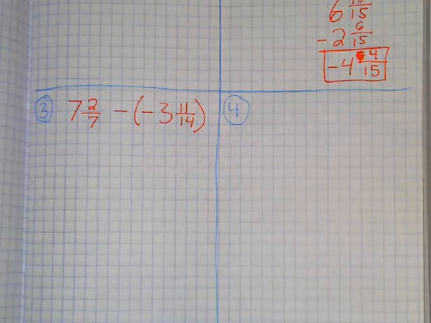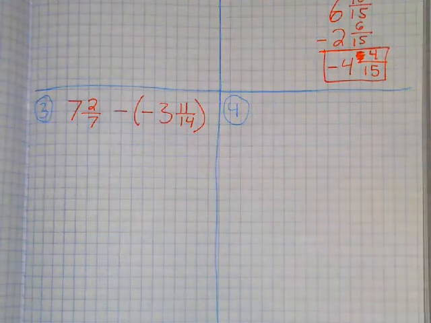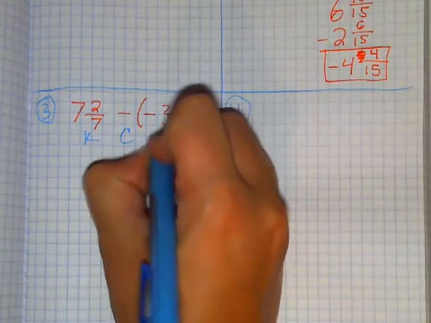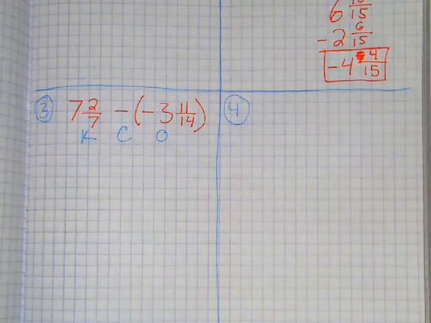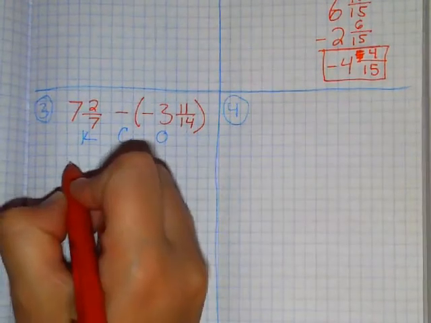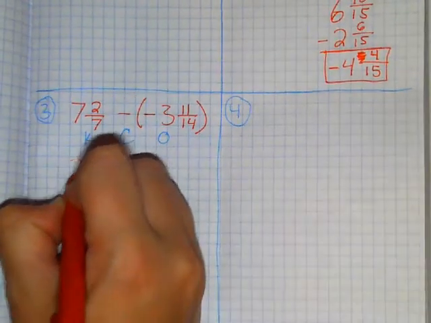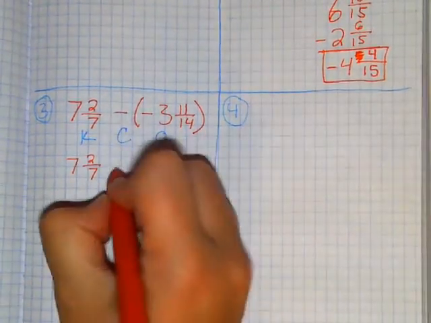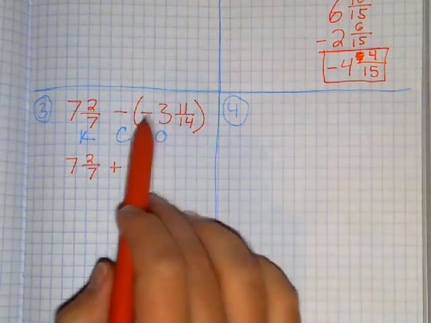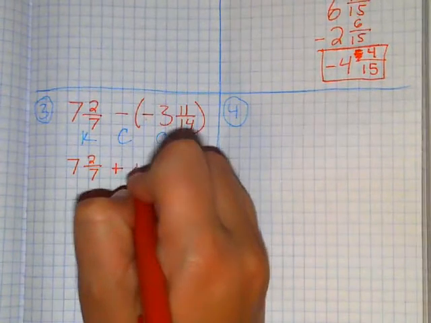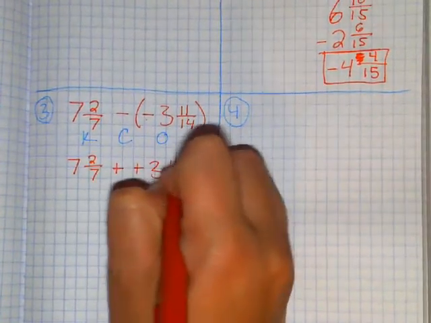Now remember, I'm subtracting. What do I do when I subtract? I keep, I change, I opposite. KCO. So I'm going to keep my 7 and 2/7. I'm going to change my subtraction to addition. And I'm going to take the opposite of negative 3 and 11/14, and I'm going to make that a positive 3 and 11/14.